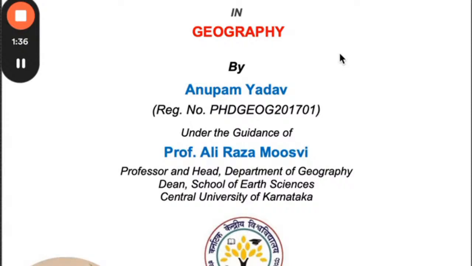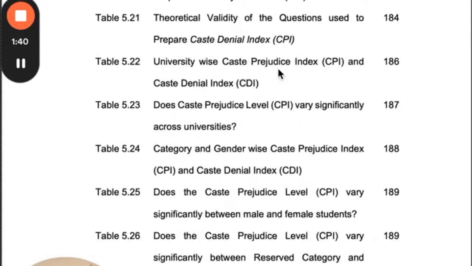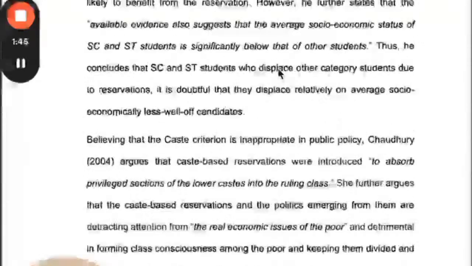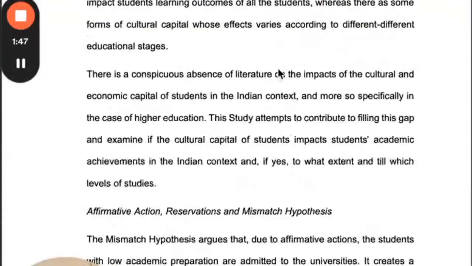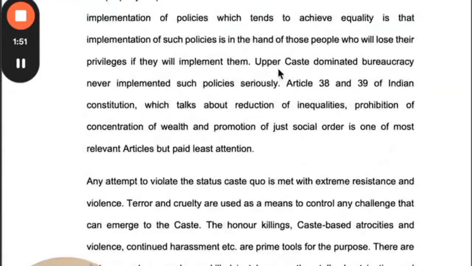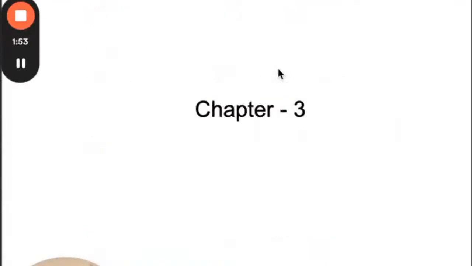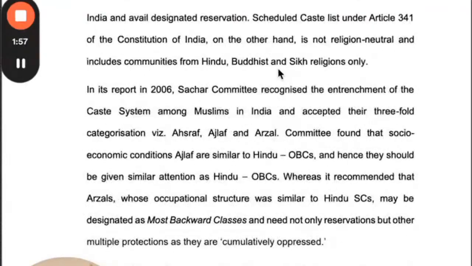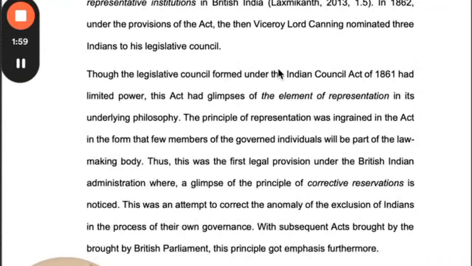Now let me deep dive into this report, because this is a very big report. I cannot discuss everything in it, so I am going to take a few important points and show you how the reservation policies in central universities have been implemented. The first thing I'm going to talk about is gross enrollment ratio.